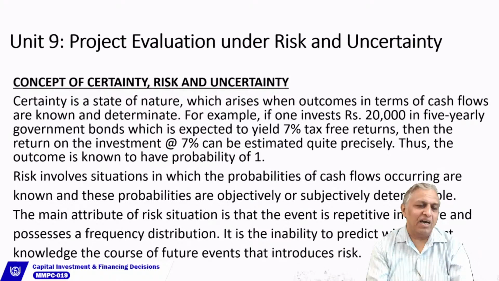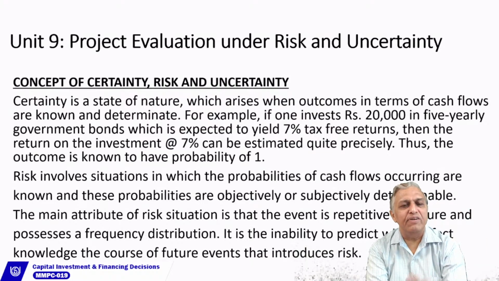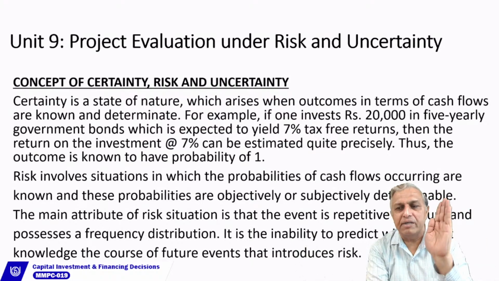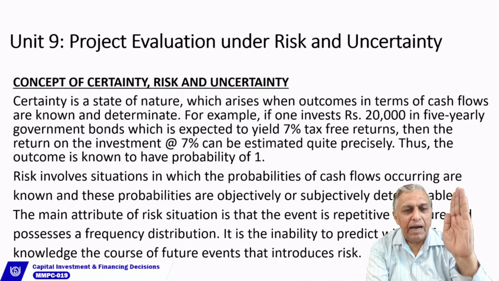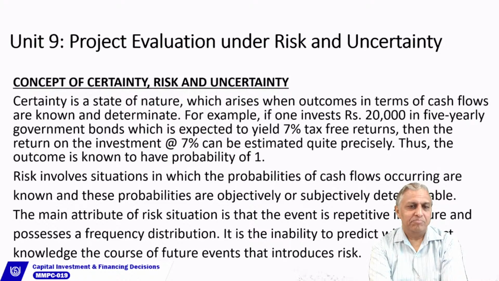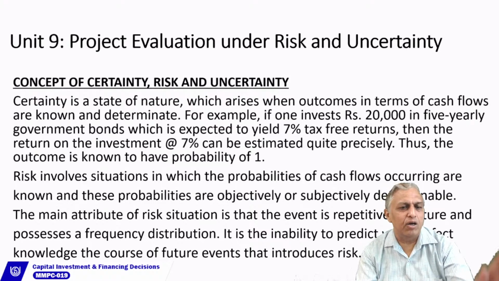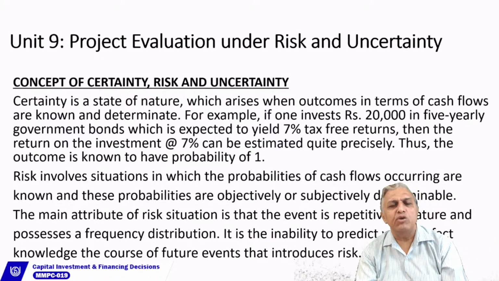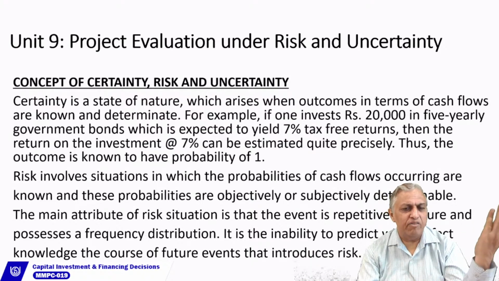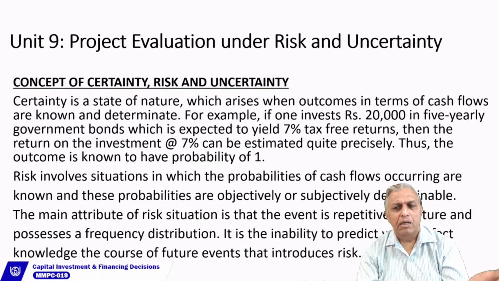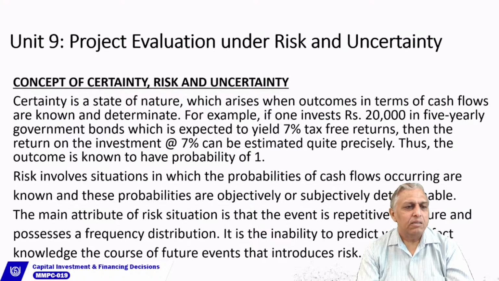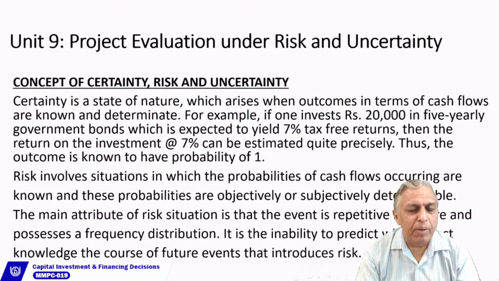Let us look at what the bigger thinkers say. Certainty is a state of nature which arises when outcomes in terms of cash flows are known and determinate. For example, if one invests 20,000 in 5-yearly government bonds, which are expected to yield 7% tax-free returns, then the return on investment at the rate of 7% can be estimated quite precisely. Thus, the outcome is known to have a probability of 1.